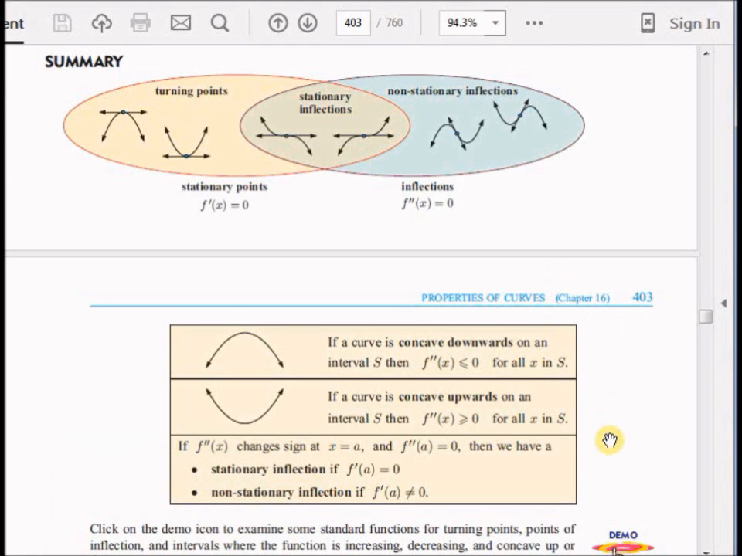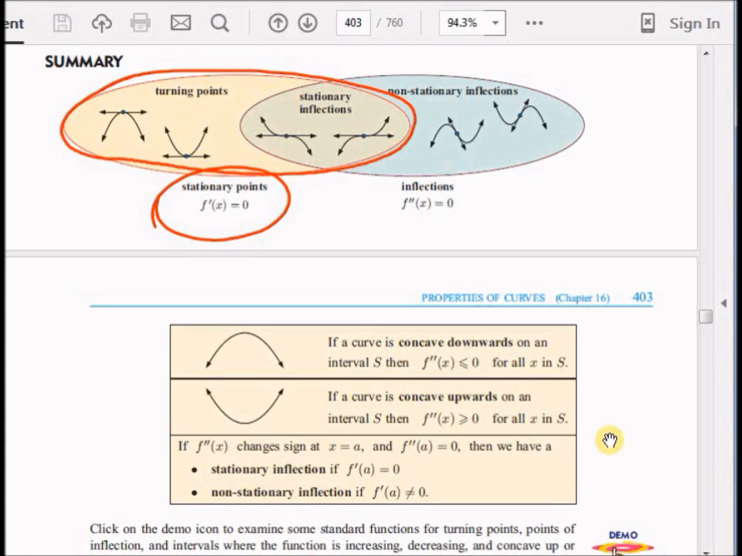This is a really good summary that the textbook shows on page 402, 403. So to date, in section 16C, we talked about this stationary point when the first derivative is equal to 0. And these are the 4 situations that can occur. These are all turning points. We can have a local maximum, a local minimum, or stationary inflection points, both of these situations.